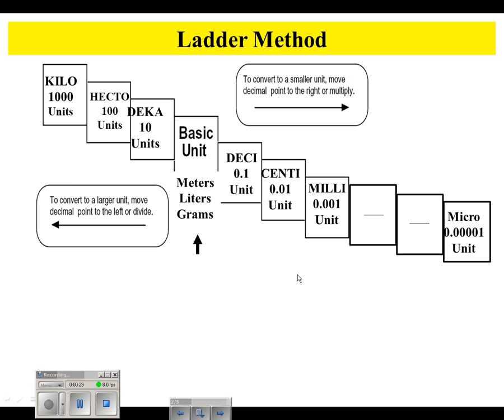If we're going to convert to a smaller unit, we move the decimal point to the right, or we multiply. And if we're going to make it a larger unit, then we move the decimal point to the left, or we divide.